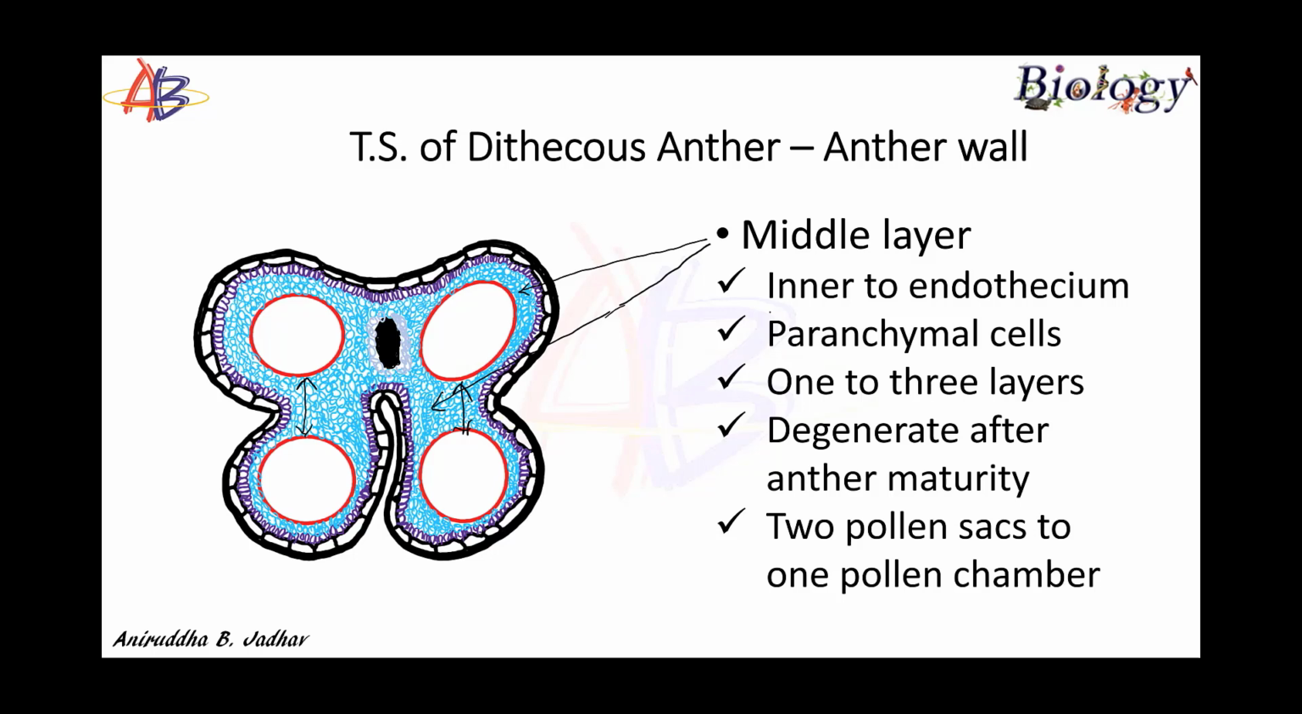in each lobe. So these middle layer cells present in between these two pollen chambers of each lobe will get degenerated upon the maturation of anther, and ultimately these two chambers fuse together forming only one chamber.